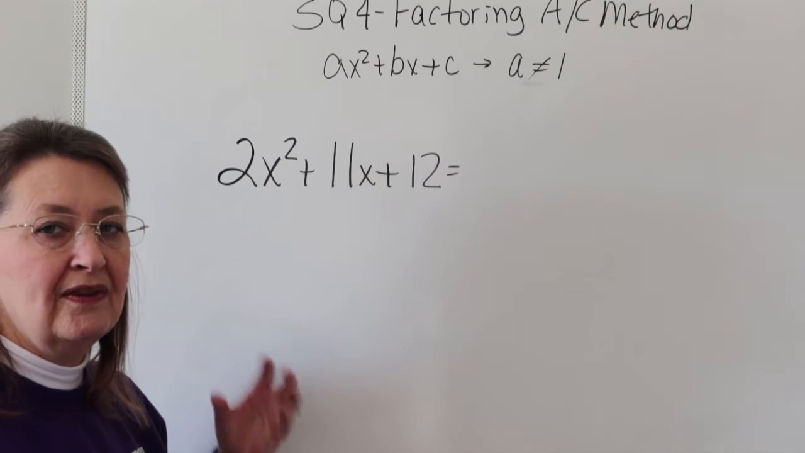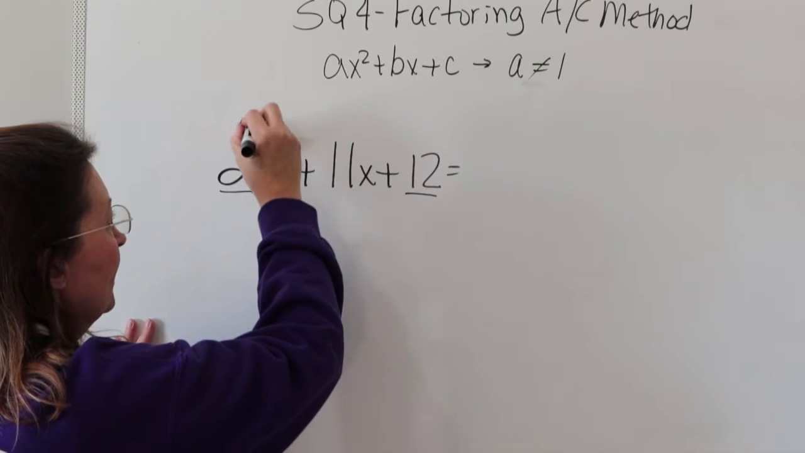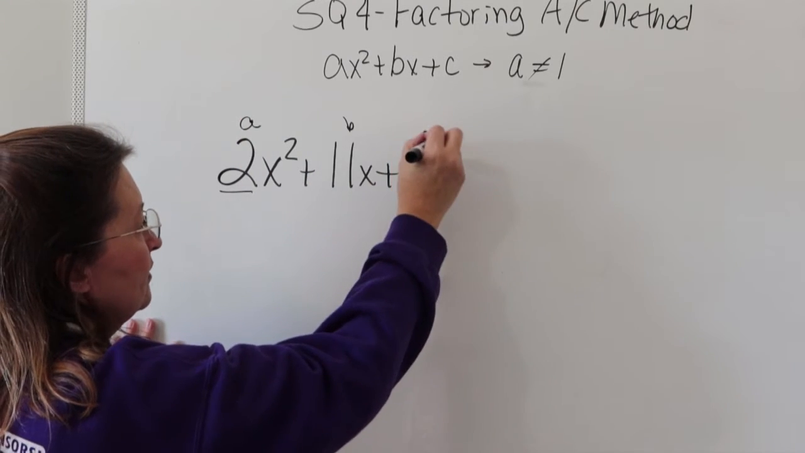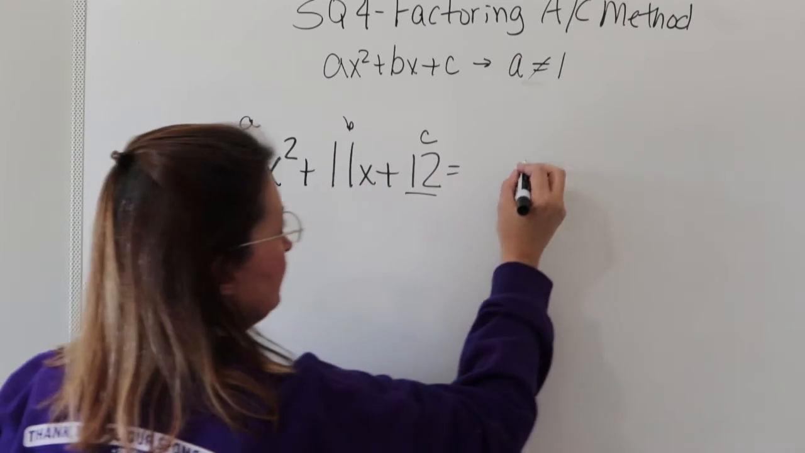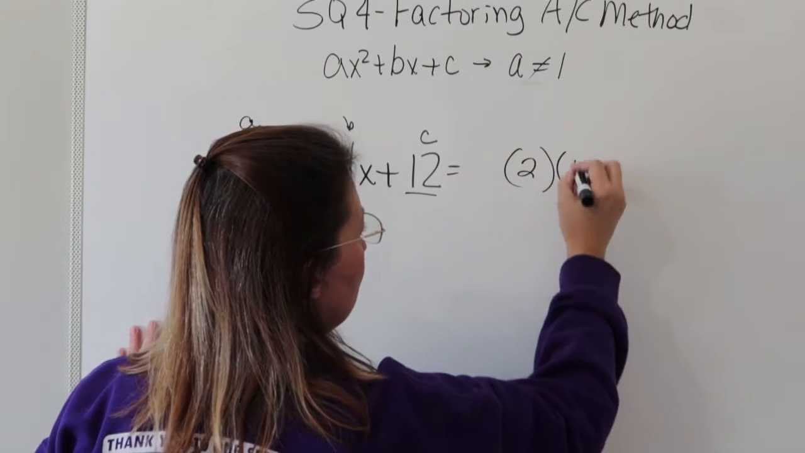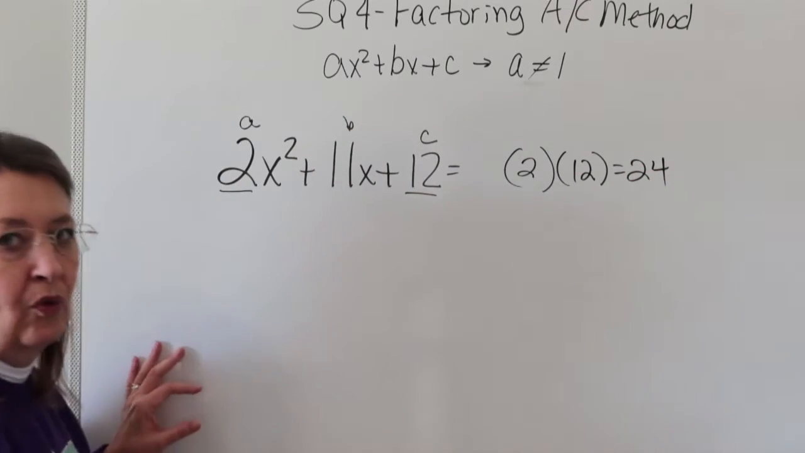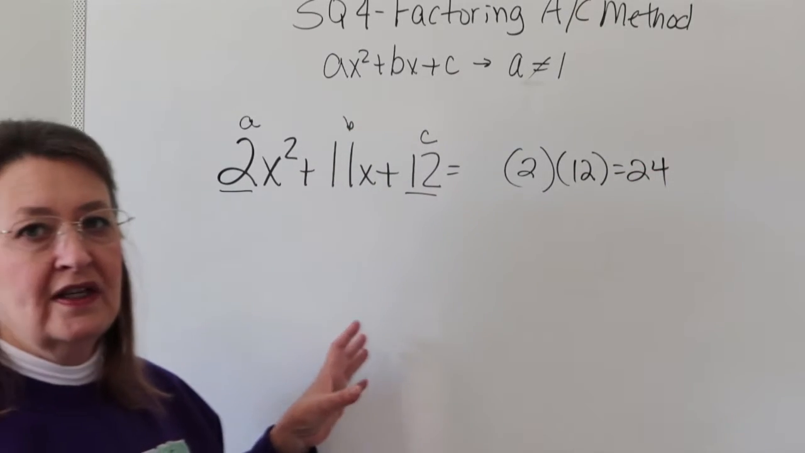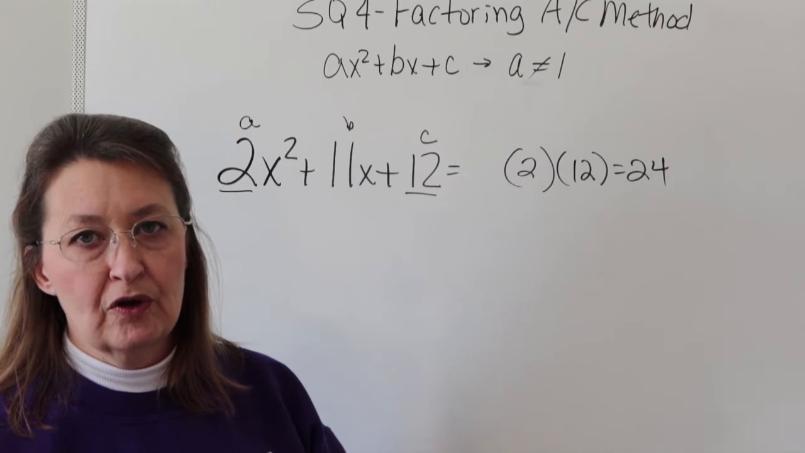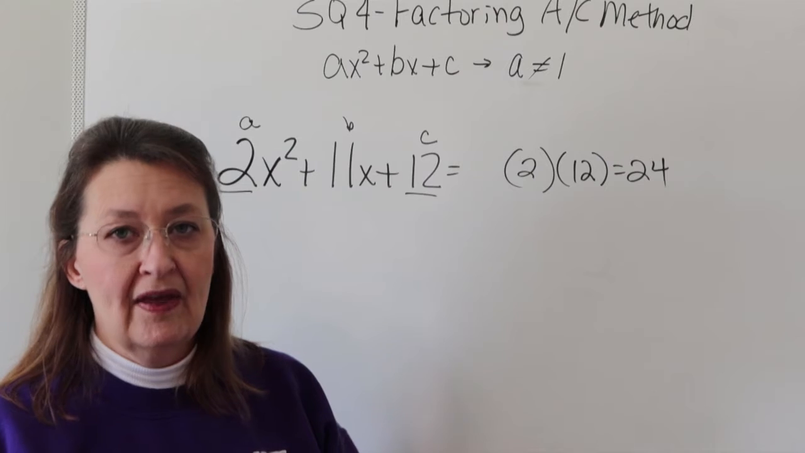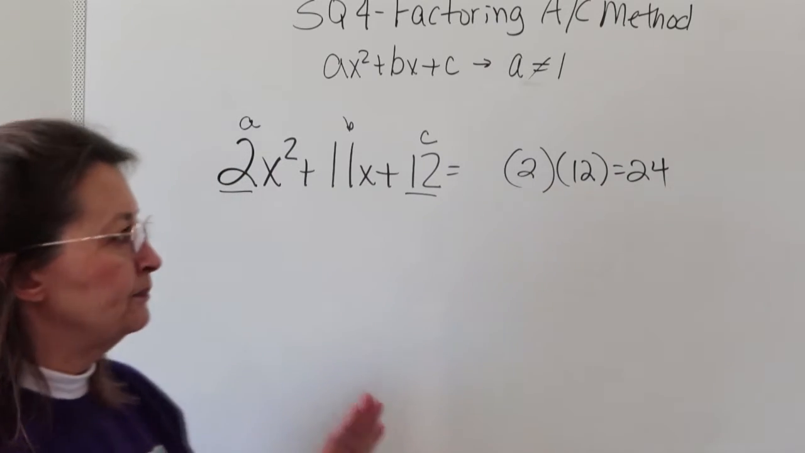So you're going to pick the A and the C out of here. This is A, this is B, this is C. First thing you're going to do is multiply the A times the C. So I'm going to take 2 times 12 and get 24. Now there are some parts of this that are going to look familiar to you from factoring by grouping and the easy method, and they are familiar, but be careful, they're not the same at all.